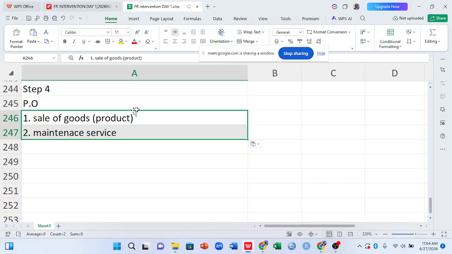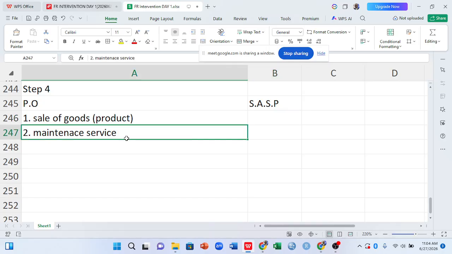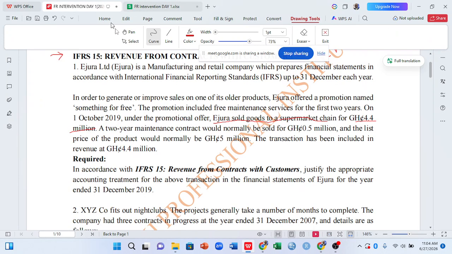So I'm using a tabular approach to solve it. The next thing is that we need to know their individual standalone selling price. If you are selling the product alone, how much will it cost? If you are selling the maintenance service alone, how much will it cost? So let's check in the question. From the question, if you are selling the product alone, how much will it cost? 5 million. So that's 5 million here.